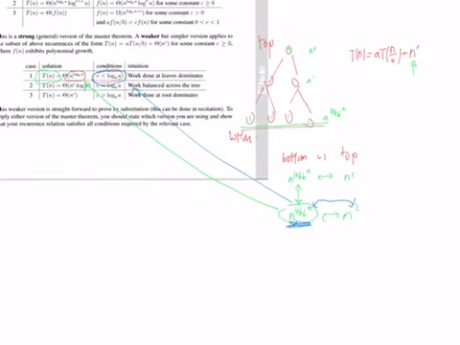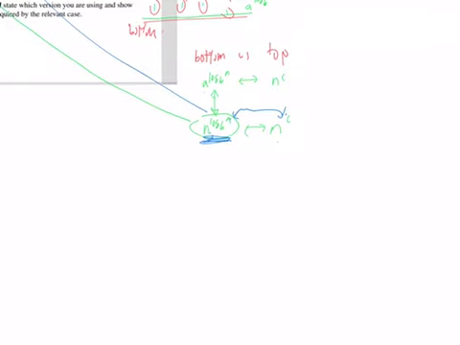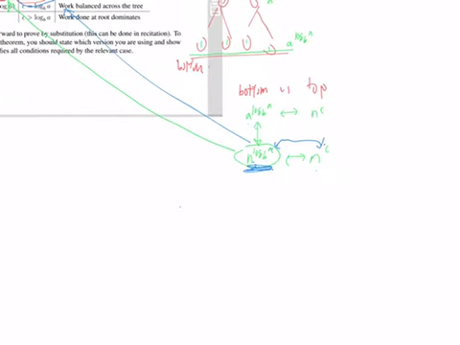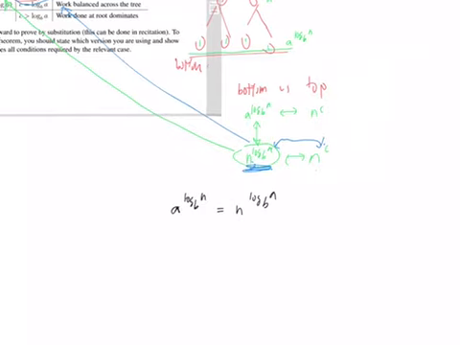So that's all. Now for the last part of the video, you can just speed it up. I'm just going to prove why a to the log b of n is equal to n to the log b of a.